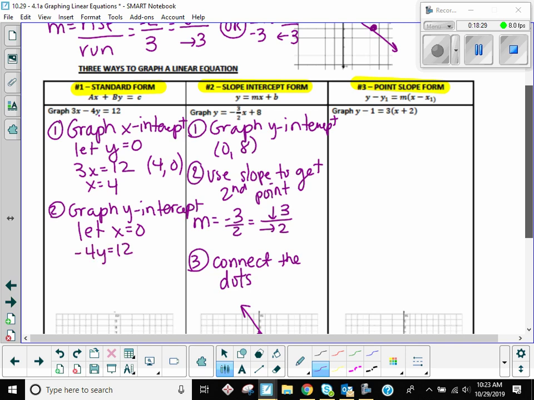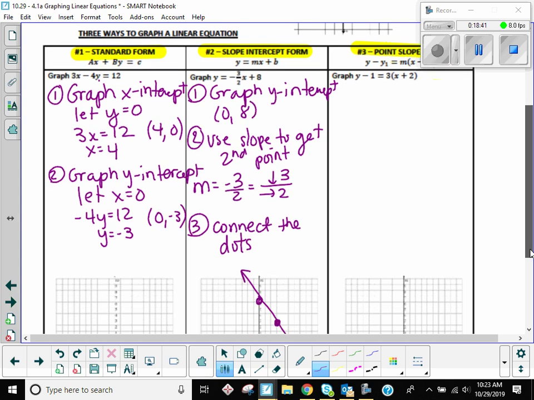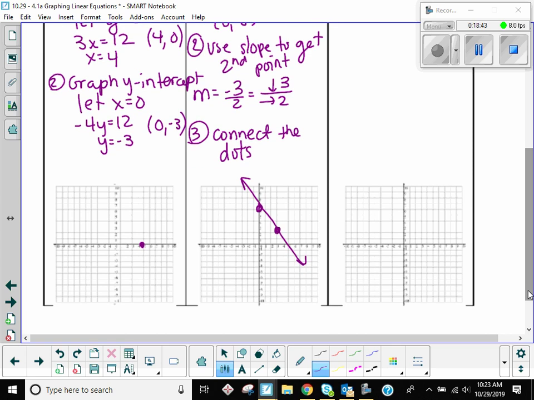And then you do what to both sides? Divide by negative 4, so y is negative 3. So what's the point going to be, though? x is 0 and y is negative 3. So now you have 2 points, and you can just draw your line. And yes, if you solved for y and graphed it, you'd get the same thing. Okay, it's just another method.